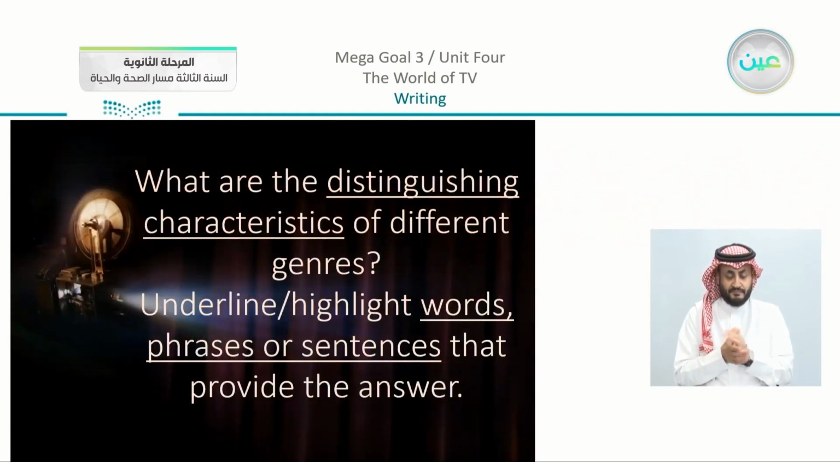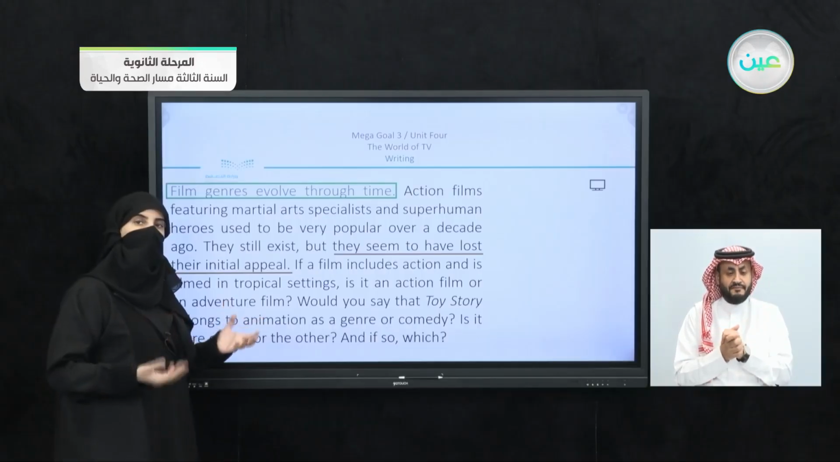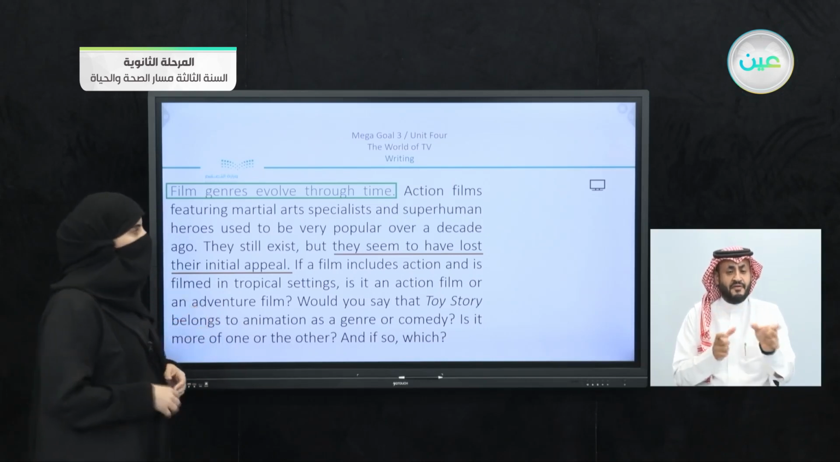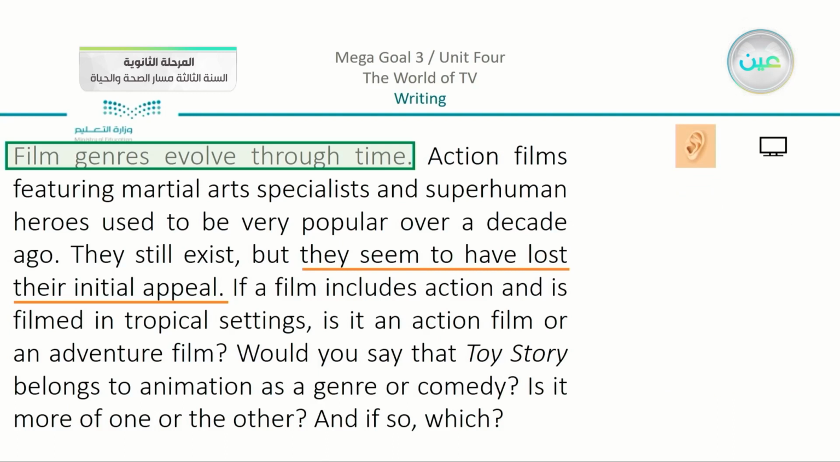Now, coming to the last part, or the questions that we have, what are the distinguishing characteristics of different genres? And underline, highlight words, phrases, or sentences that provide the answer. So actually, what we are going to do, we are going to just go back from the very beginning. You are going to listen, and then we are going to list again what are the parts that we need. So let's start. Film genres evolve through time.